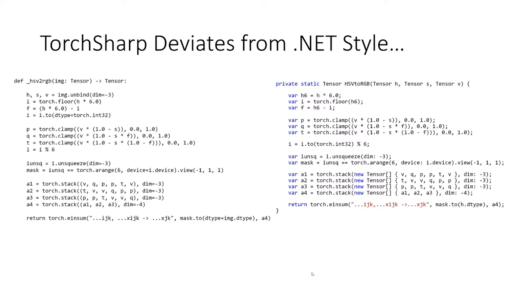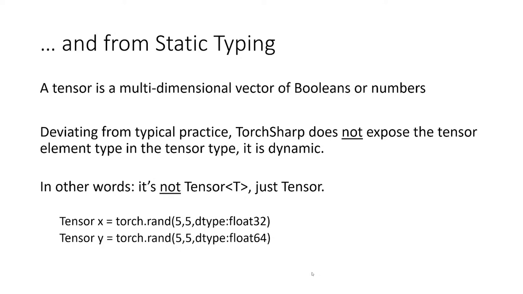If you look at the .NET code, it looks very little like .NET. There's lowercase everywhere. We are using, and I'll show you later, we're not relying on constructors, but on factory methods in a lot of places. And we are also, and this goes to the next page here, not doing the typical .NET thing in terms of static typing, and specifically not with tensors. So a tensor is a multiple dimensional vector or array of booleans or numbers. TensorFlow also has tensors of strings. LibTorch does not offer that.